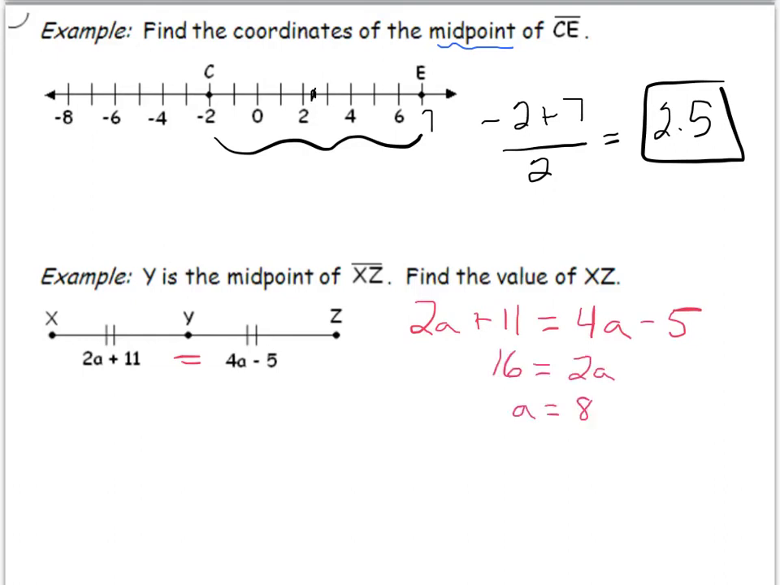So hopefully you ended up getting a equal to 8. Now the problem was it said find the value of xz, meaning we're not done here. You're going to go ahead and take that 8 and shove it in. Let's go ahead and shove it in for the a in yz.